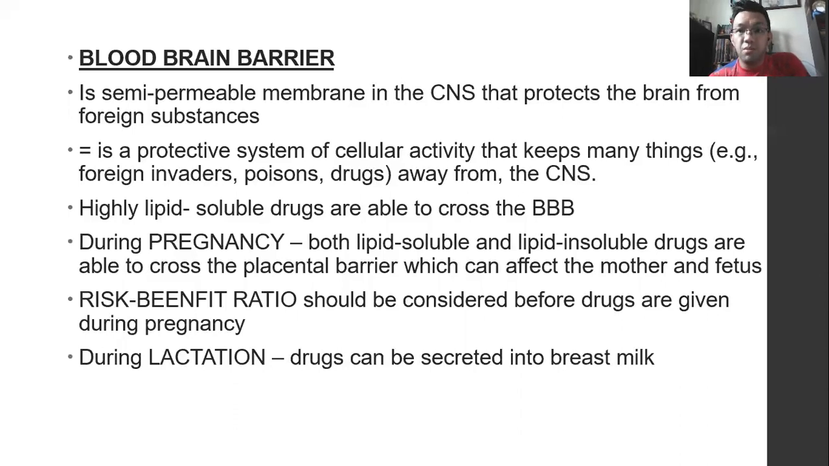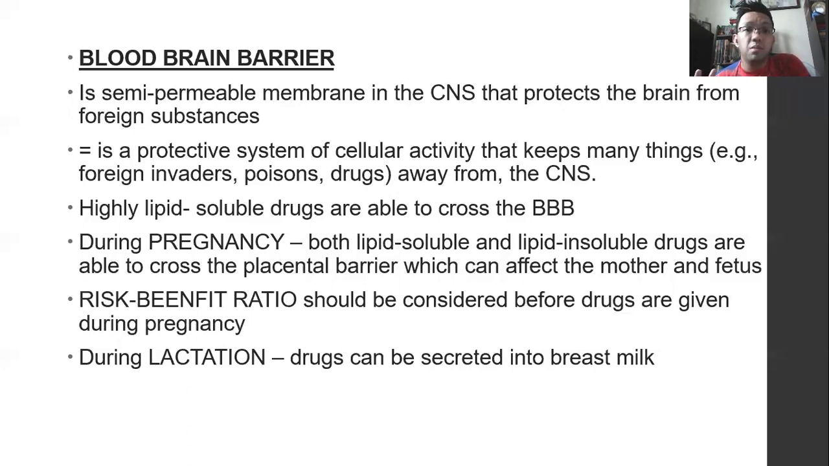Next, we talk about the blood-brain barrier. Here in the blood-brain barrier, this is a semi-permeable membrane in our central nervous system that protects the brain from foreign substances. It is also a protective system of cellular activity that keeps the brain safe from many things, for example foreign invaders, microorganisms, bacteria, viruses, protozoans, and so on, certain poisons that can enter our body, drugs as well.